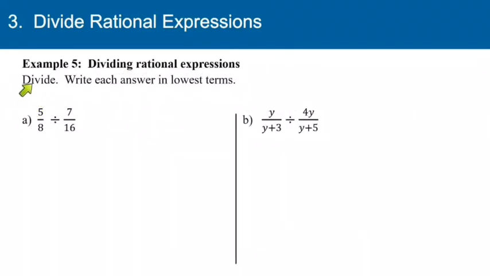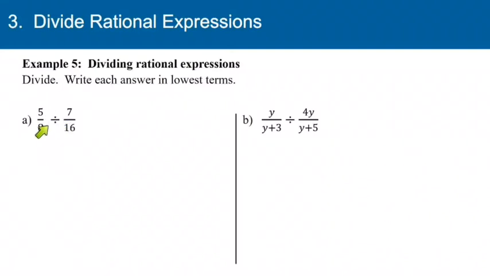So let's practice here. In example 5, it says divide and write each answer in lowest terms. So we have 5/8 divided by 7/16. So first we will restate this in a multiplication form. Never try to decide what you're going to cross out while it's in division form, because you can't do any crossing out until you're in multiplication form.